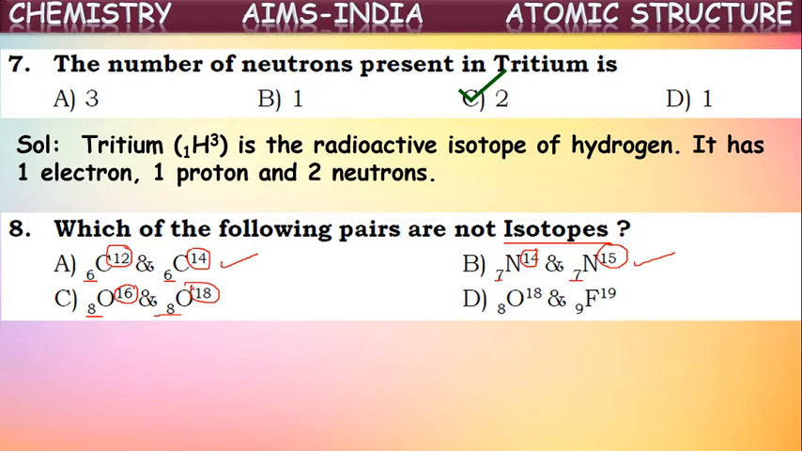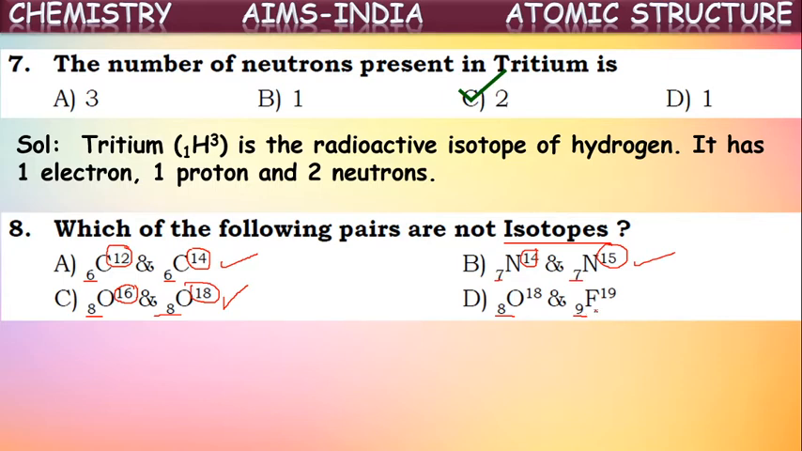So they differed in the mass number but having same atomic number. So this pair also comes under isotopic pair. But if you see the last one, the first species is having the atomic number 8, whereas the second one is having atomic number 9. So they differ in atomic number.